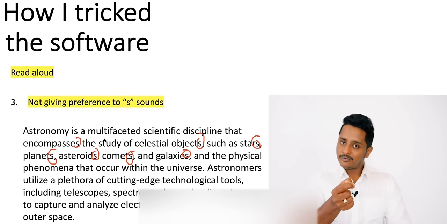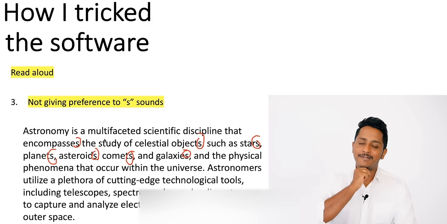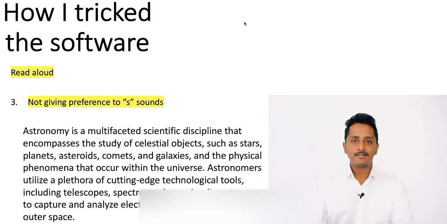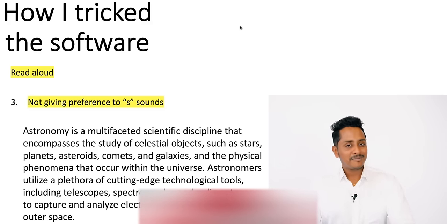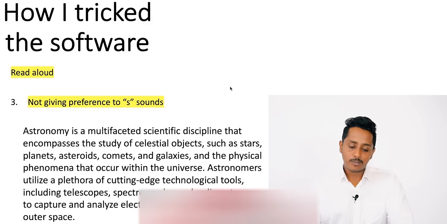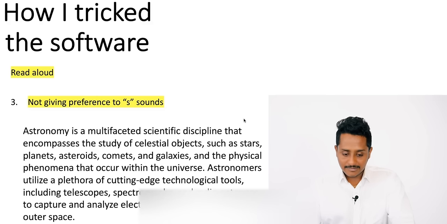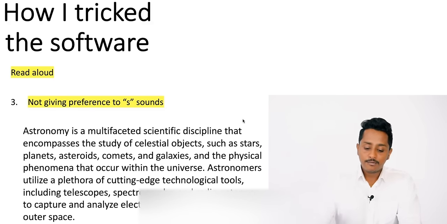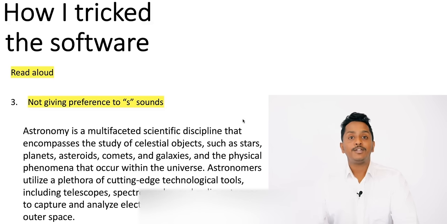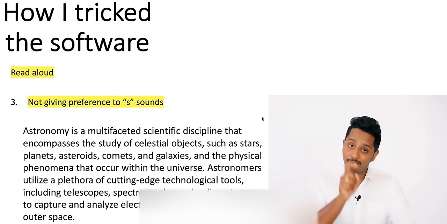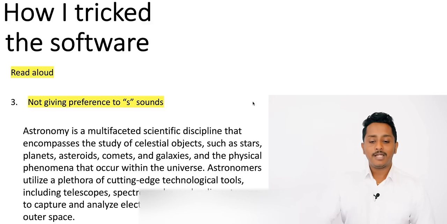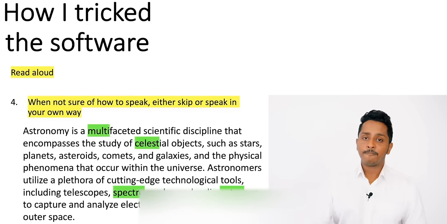Do you do that? So how do I trick the software? See, you can go to any extent to get that fluency perfect. So now, with these S sounds, don't worry, just speak. Right now I'm talking to you, am I giving preference to the S sounds? Of course not, isn't it so? So, "Astronomy is a multifaceted scientific discipline that encompasses the study of celestial objects such as stars, planets, asteroids, comets, and galaxies, and the physical phenomena that occur within the universe. Astronomers utilize a plethora of cutting-edge technological tools, including telescopes, spectrographs, and radio antennas to capture and analyze electromagnetic radiation from outer space." Just read, you don't have to give preference to the S sounds. If you give it, you lose marks. The way to trick the software is to just speak naturally. Don't give that extra S sound, or you will be compromising your fluency.